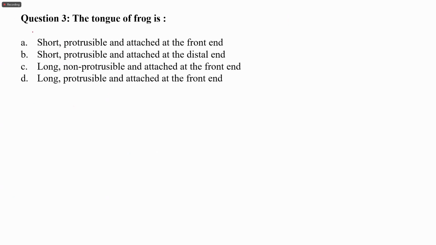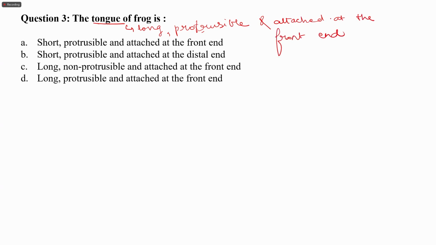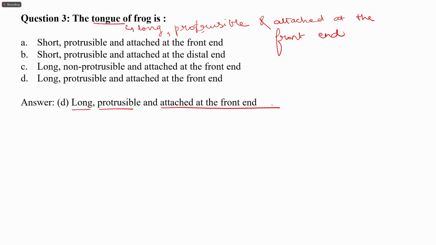Third is the tongue of frog. As I mentioned, the tongue of frog is long. It is protrusible, so that it can come out, in order to catch the prey from a larger distance. And very important, it is attached at the front end and free at the back end. So the correct answer is long, protrusible and attached at the front end.